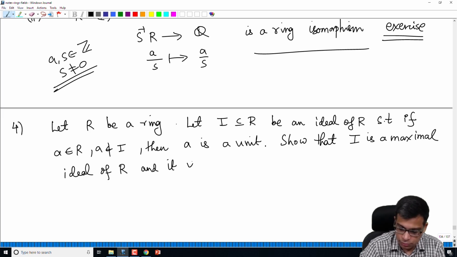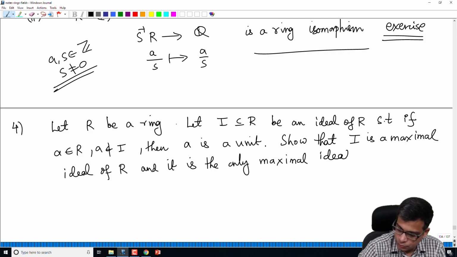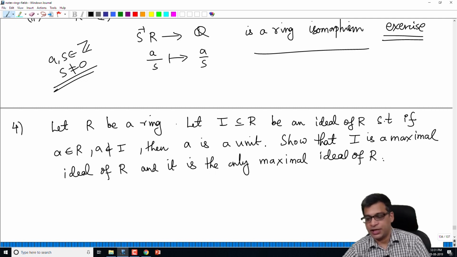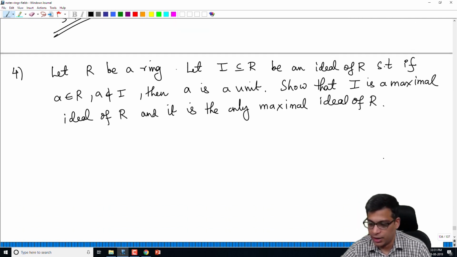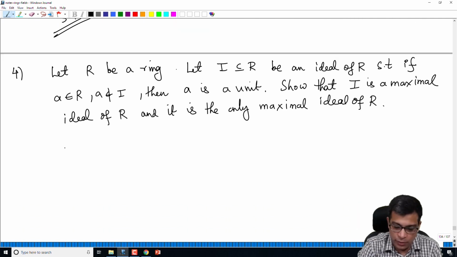And it is the only maximal ideal of R. So such rings are called local rings. So it is an ideal, it is a maximal ideal and it is the only maximal ideal. So let us prove this.